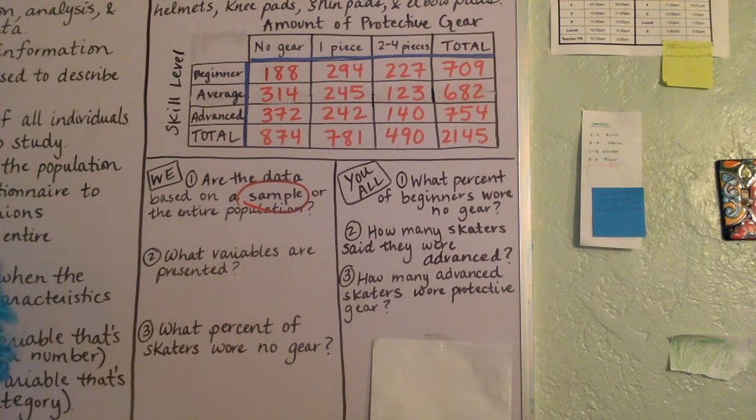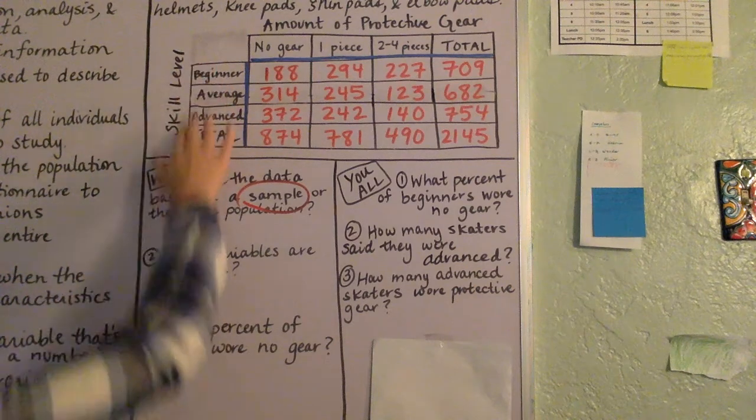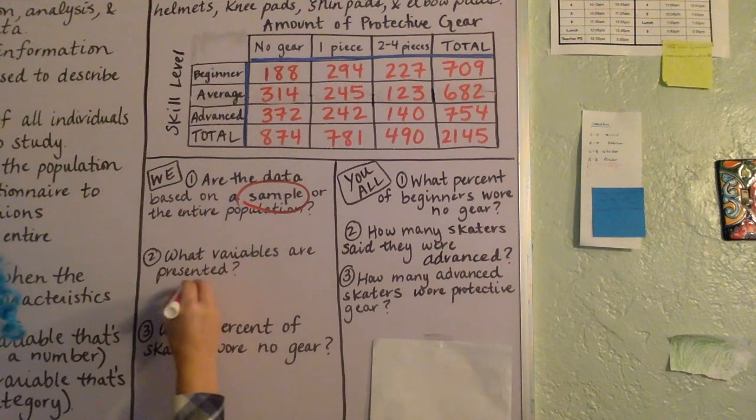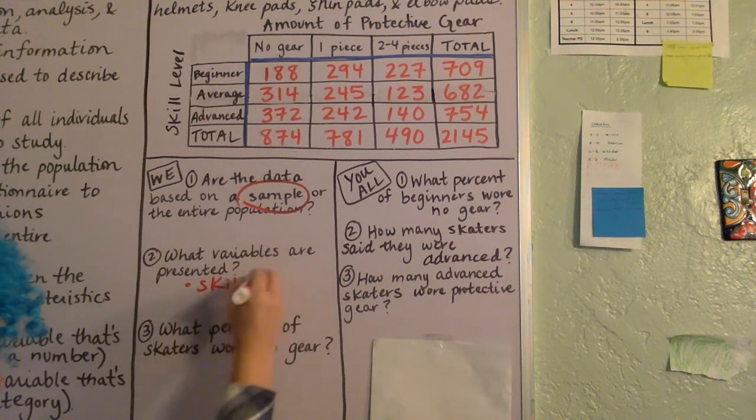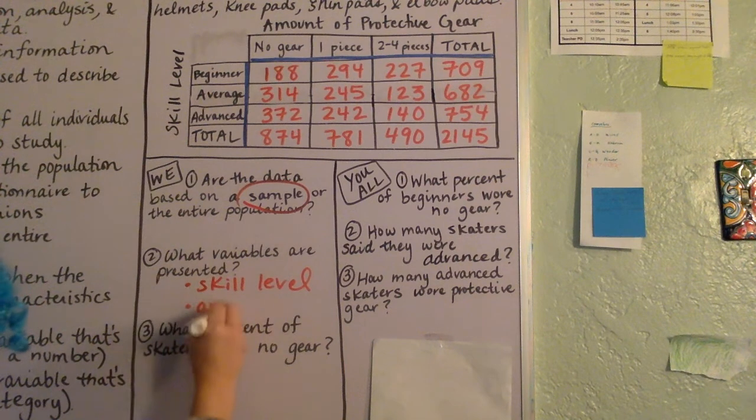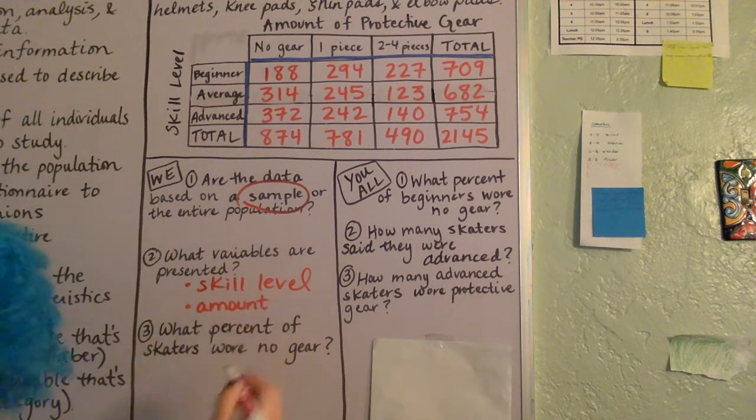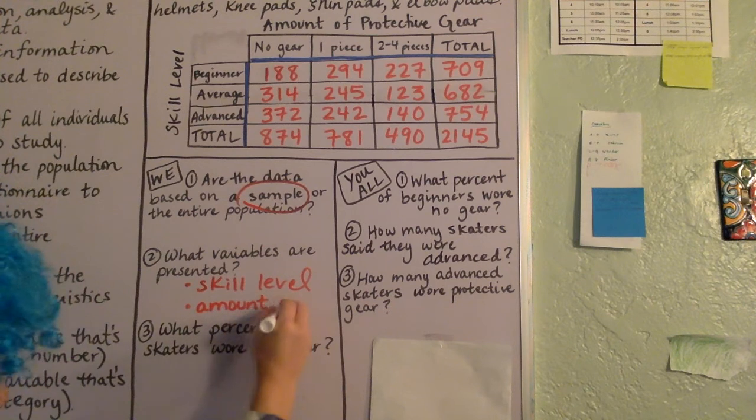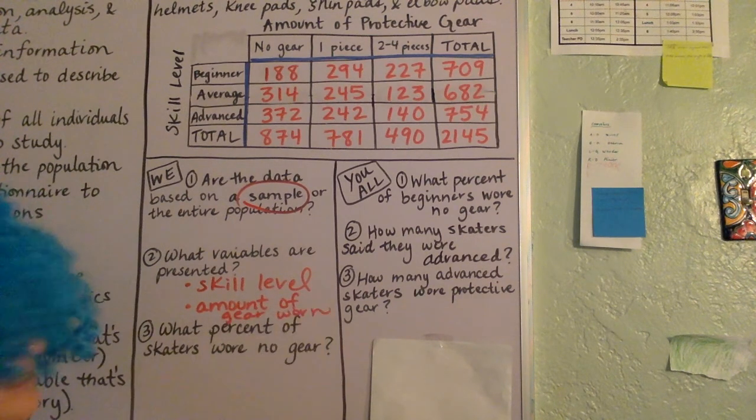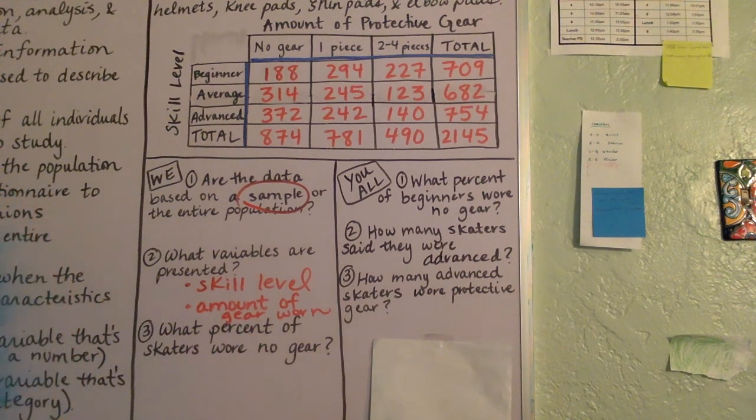What variables do you see that are present here? As you see in the chart, I think one of the variables was skill level, and the other variable was the amount of gear worn. Those are basically our two variables.